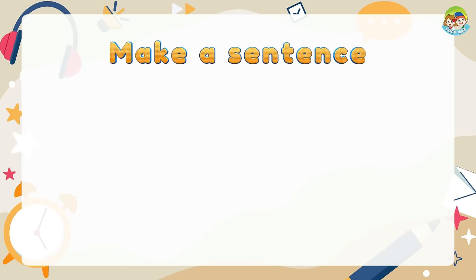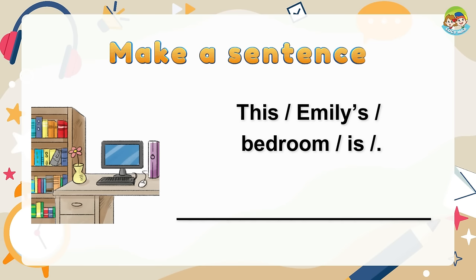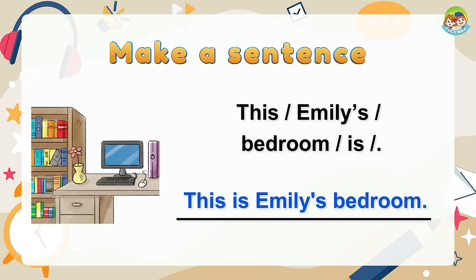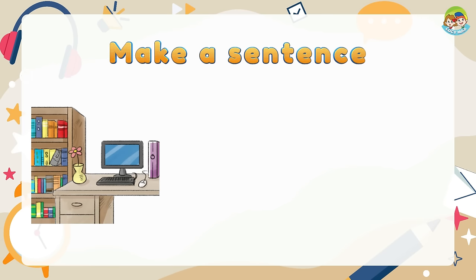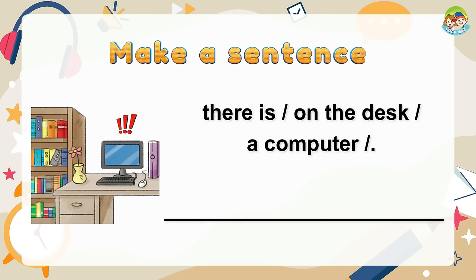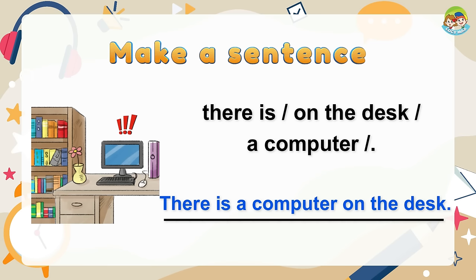Let's make a sentence using the words below. The first letter should be a capital. This, Emily's, bedroom is. This is Emily's bedroom. Next, there is, on the desk, a computer. There is a computer on the desk.